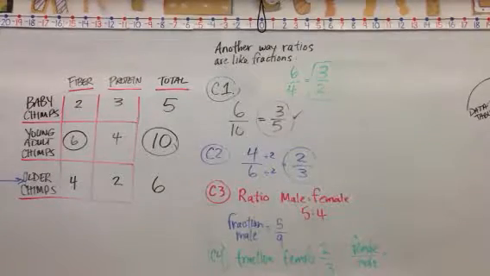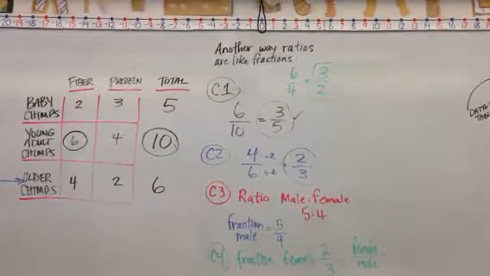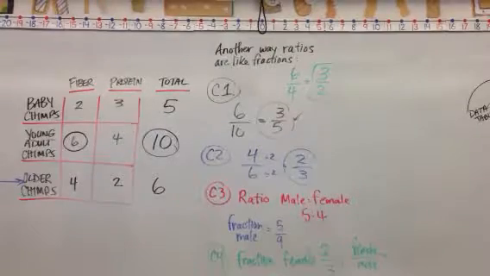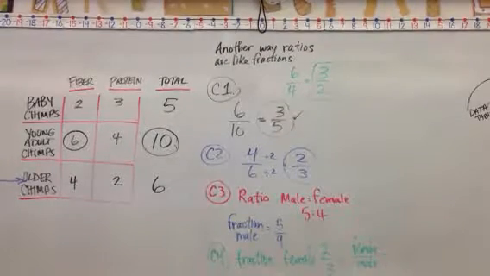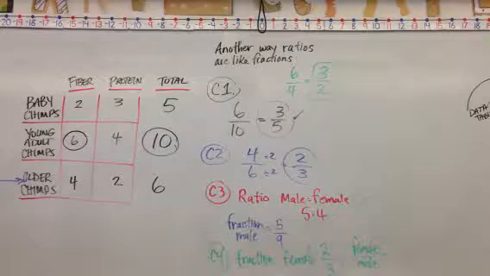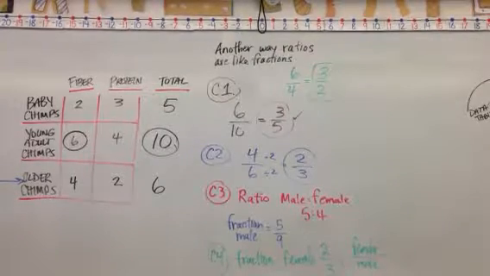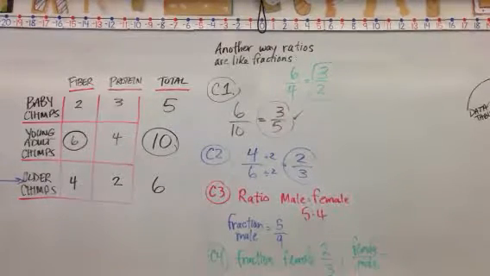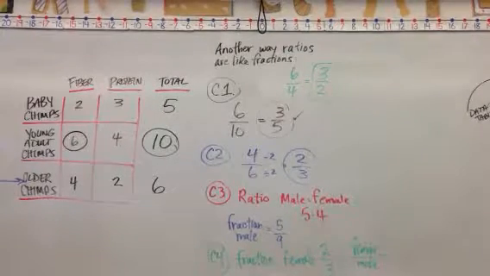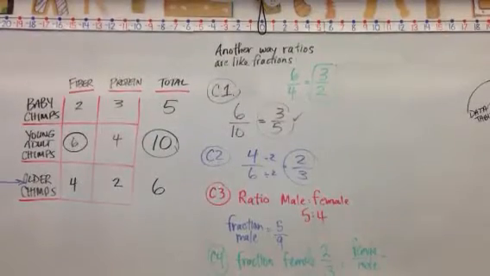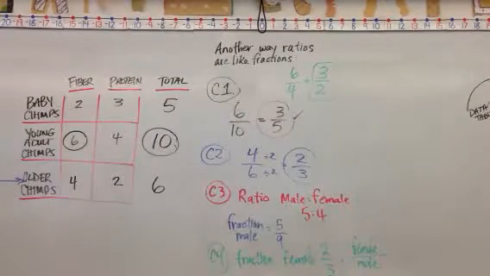4 to 9. Why'd you say that? Because there's 4 female chimps, and 5 plus 4 is 9. I don't really know. It's a great try, Stephen. I don't know either. Let's move right along. Good try, Stephen. Really appreciate your effort there.